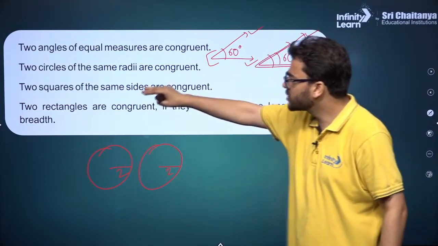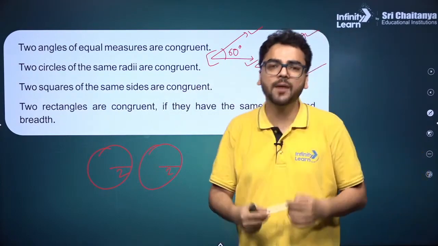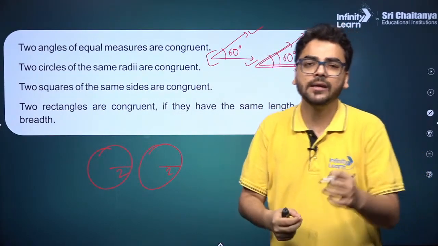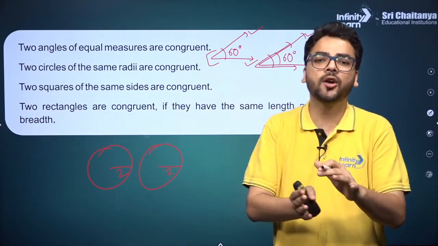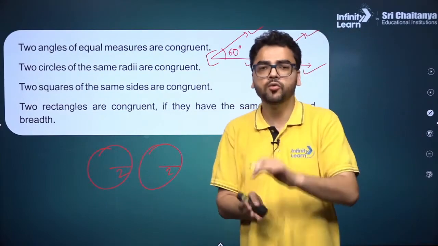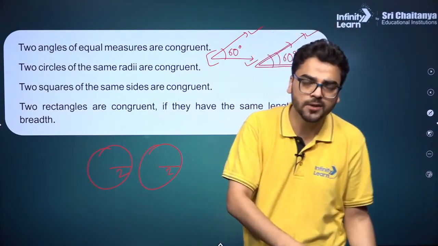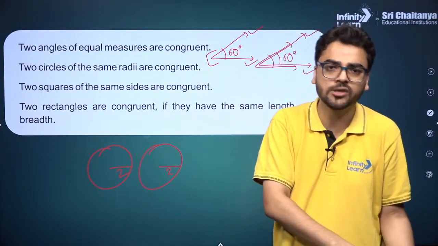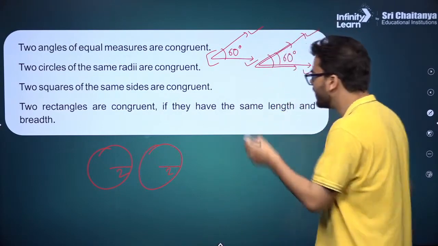Okay. Now, two squares of the same side are congruent. Basically, two regular polygons of equal lengths of sides are congruent to each other. Whether they are two equilateral triangles of same side lengths, two squares of same side lengths, two regular hexagons of same side lengths, two regular pentagons of same side lengths, they are congruent to each other because they will completely cover up each other.